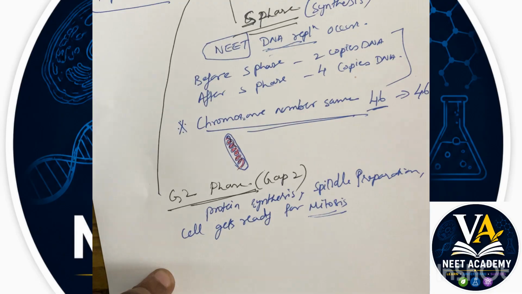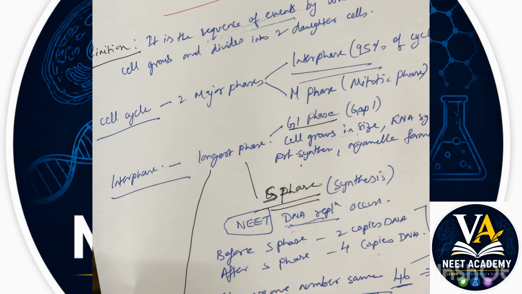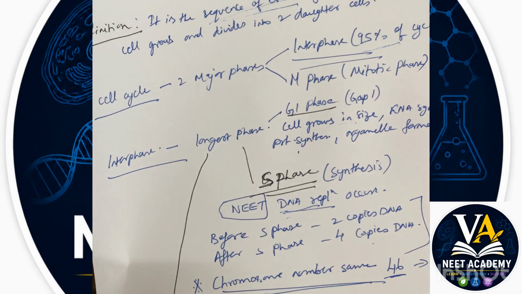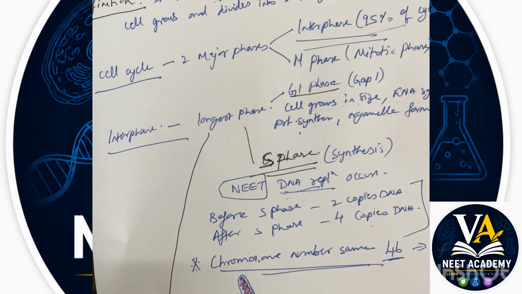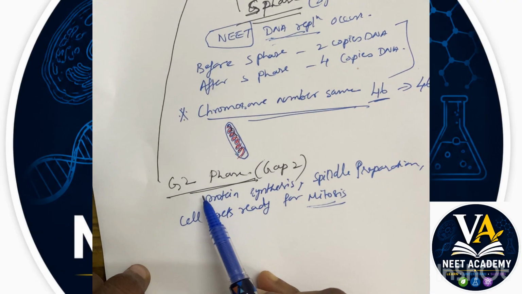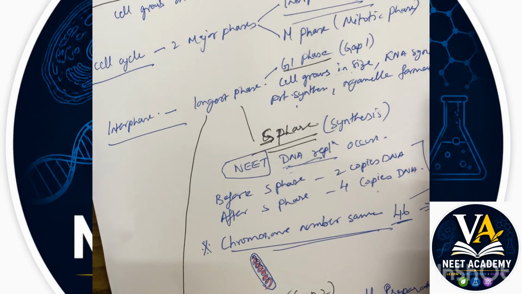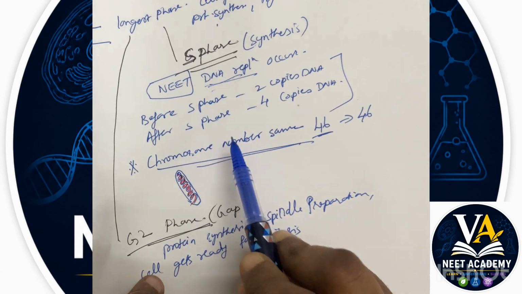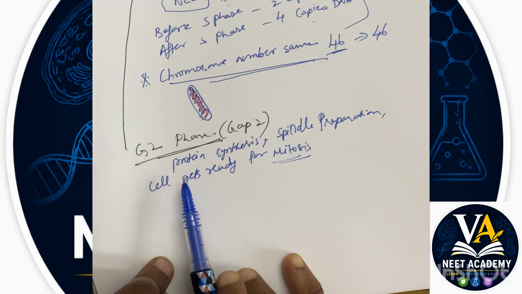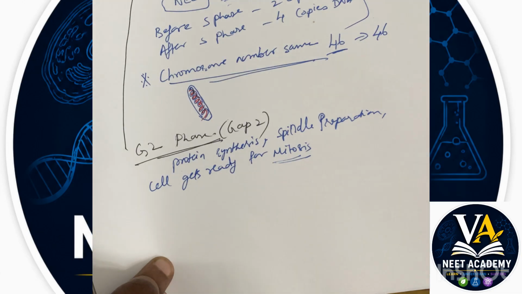So it's clear that the cell cycle has 2 phases, interphase and M phase. Interphase is the preparatory phase which makes up about 95% of the cell cycle. What are the preparatory phases? G1 phase, S phase and G2 phase. What happens in G1? Cell growth, protein synthesis, RNA synthesis, organelle formation. What happens in S phase? DNA gets duplicated. What happens in G2 phase? Protein synthesis, spindle fiber formation and the cell gets ready to enter into the M phase. Clear? So interphase is now over.